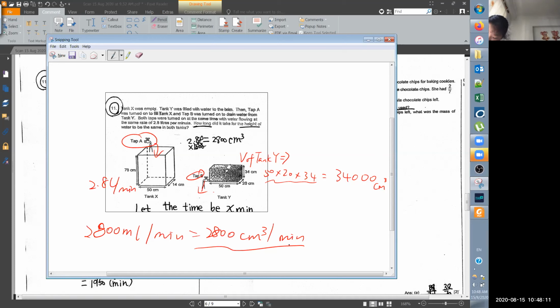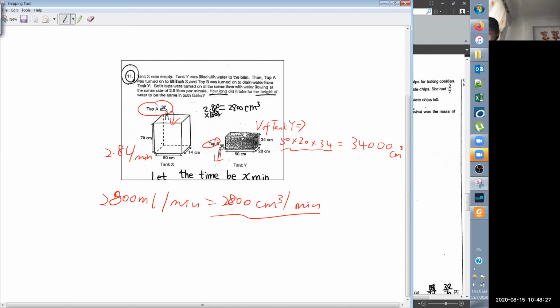So now what it says, how long did it take for the height of the water to be the same level in both tanks, right? So what you need to do is find the rate of change of the height. Okay, 意思就是说，它进去2800 cm cube per minute，它进去对不对？它的那个高度每1分钟会上升多少？So how do you get it?